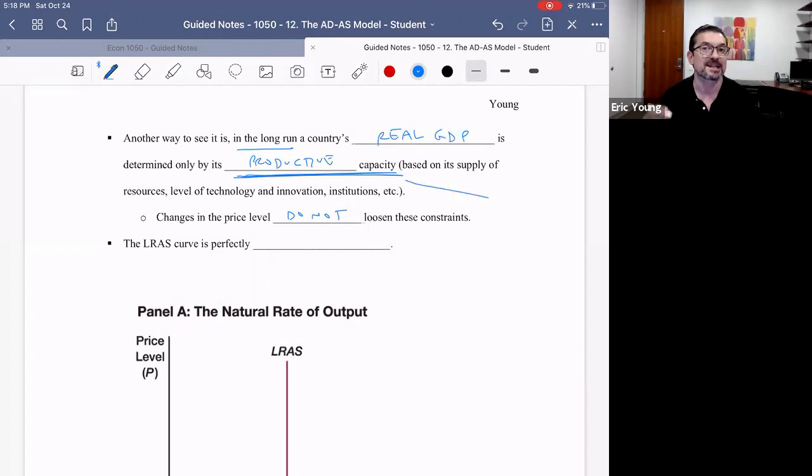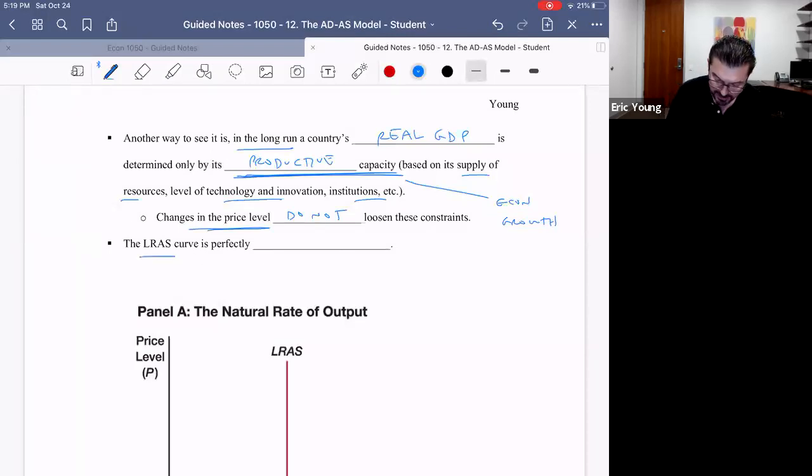Note that this is based on the exact things that we discussed when we looked at economic growth. The productive capacity is tied to a country's supply of resources, its level of technology and innovation, the quality of its institutions. You get the idea. In other words, in the long run, the economic growth, the productivity factors are the only determinant of real GDP. Changes in the price level will have no impact on those constraints, because in the long run, price level changes are irrelevant, because in the long run, we adjust to them.